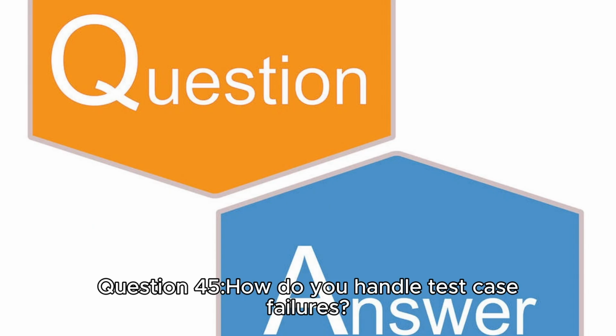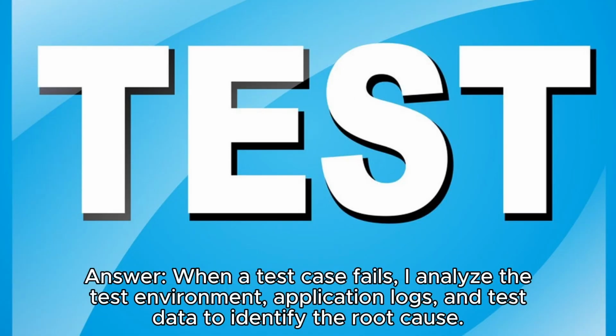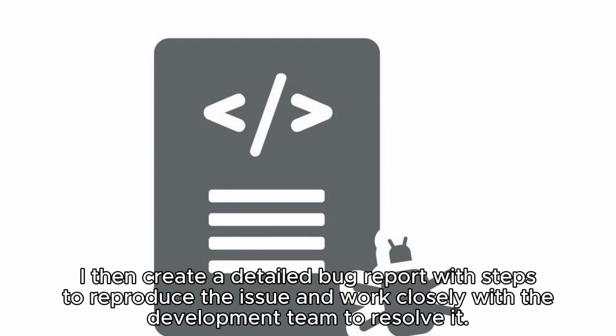Question 45. How do you handle test case failures? What steps do you take to investigate and resolve them? Answer: When a test case fails, I analyze the test environment, application logs, and test data to identify the root cause. I then create a detailed bug report with steps to reproduce the issue and work closely with the development team to resolve it.